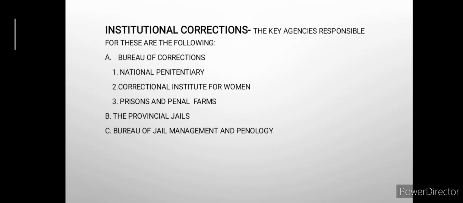We move on to institutional corrections. The key agencies responsible for this are the following. We have here the Bureau of Corrections, known as the BuCor, which is under the Department of Justice and responsible for the treatment and rehabilitation of national prisoners who are serving a sentence of more than 3 years.